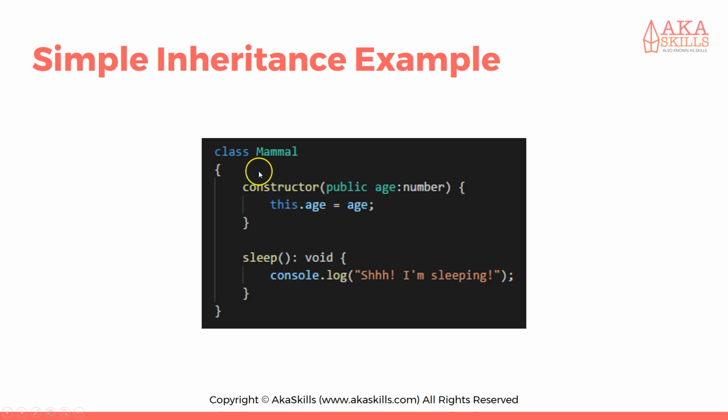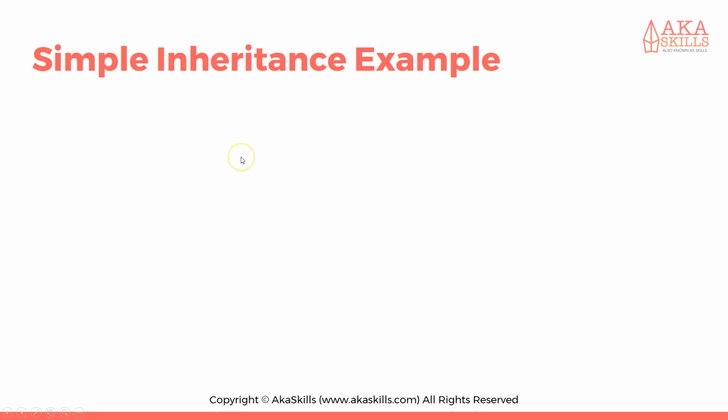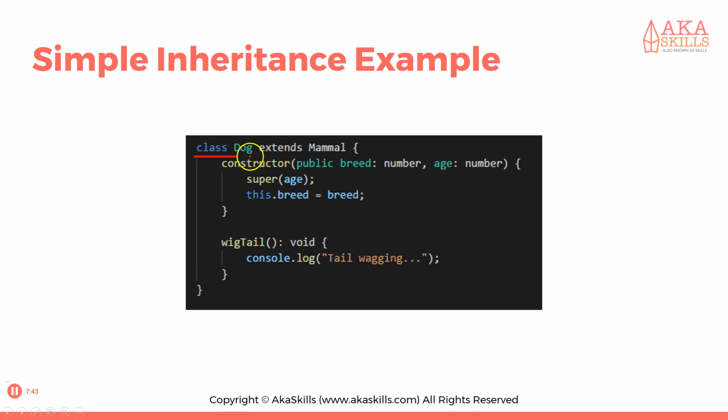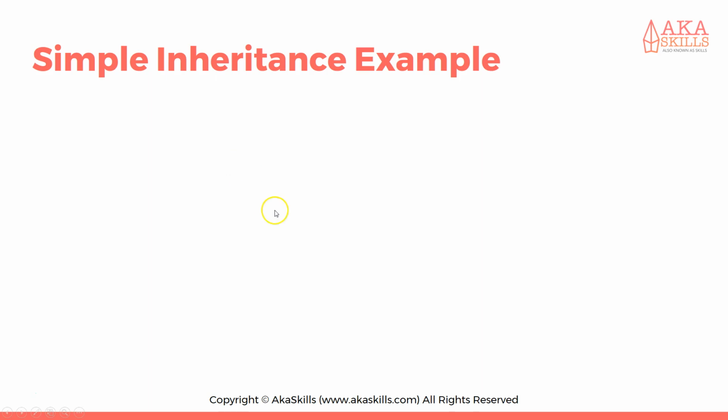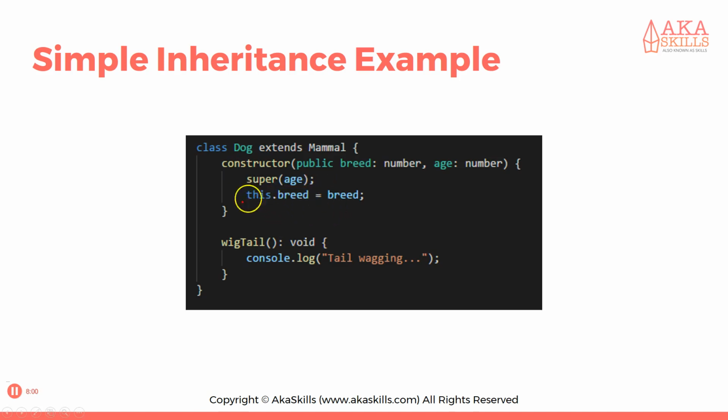Simple inheritance example. Well, I have class Mammal with a constructor that receives a parameter public age, which is number, and here I set it. Then here I have a method sleep, which is void, and console.log on some string. Then I have class Dog, and this class Dog extends Mammal. But Dog can have breed, let's say, and age. So to reuse the constructor, which is coming from Mammal and is receiving the age number, I can say super(age). And here I'm just setting this.breed equals breed. After that, I can add an extra method, wag tail, which is void and it's printing something on the console.